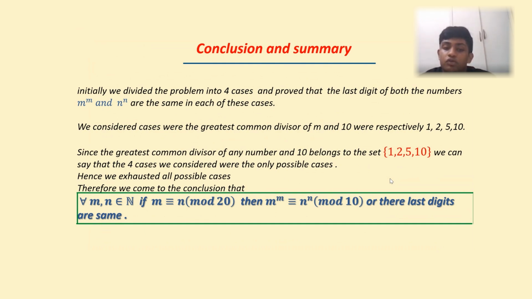Therefore, we come to the conclusion that for all m, n belonging to the set of natural numbers, if m is congruent to n mod 20, then m to the power m is congruent to n to the power n mod 10, or the last digit of these numbers are the same. So this is the proof.